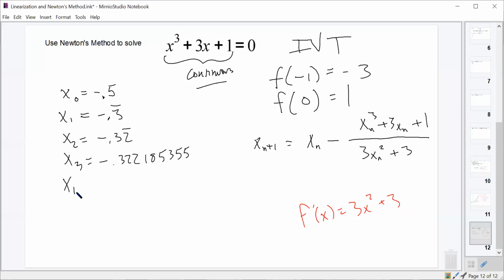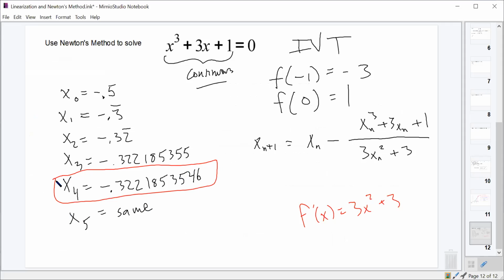So this one was x sub 4 equals what? Negative 0.322, what was it? 1853546. And x sub 5 equaled the same. And therefore, we are now at 10 digits of decimal accuracy, and that's a good answer. And amazingly, to get to 10 digits of accuracy, it only took us 1, 2, 3, 4 things that we plugged into it.